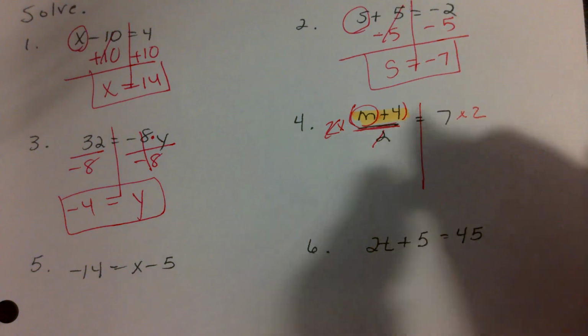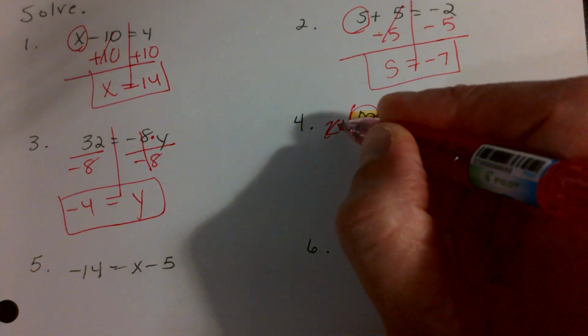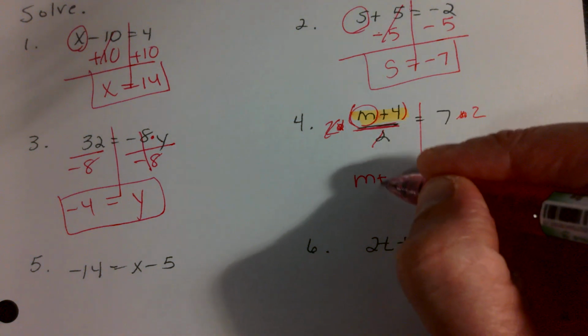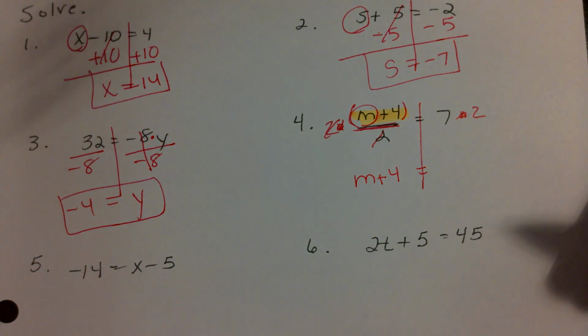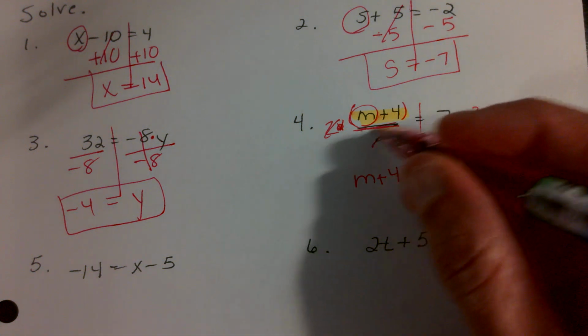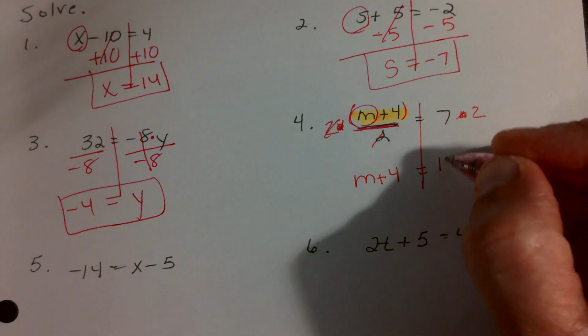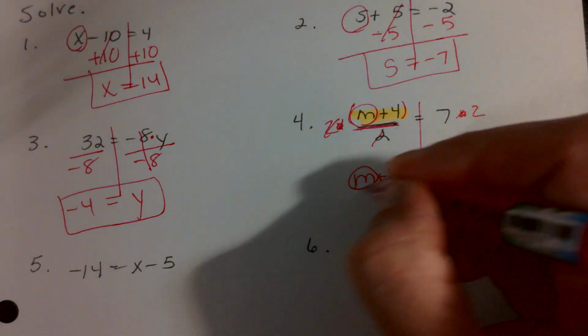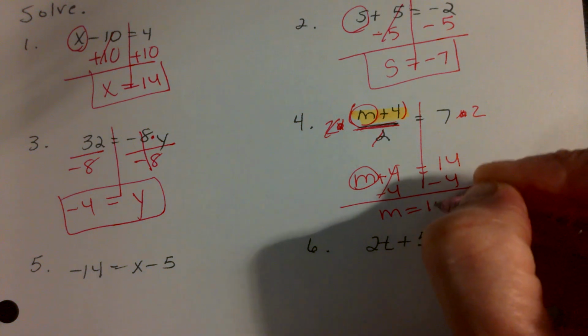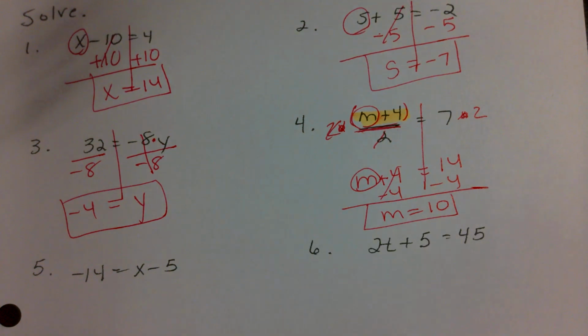The 2's cancel. I should use a dot, not an X. That makes it more confusing. I'm left with m plus 4, and then finally they have freedom and they can separate from each other because it's not being trapped by this bar. Now we have just a simple equation. We're going to subtract 4, and m is equal to 10.